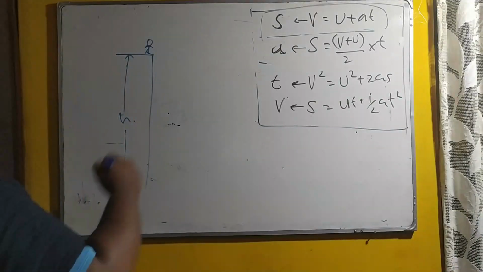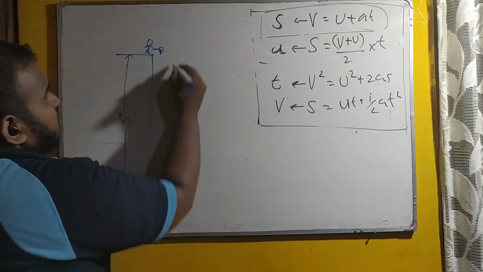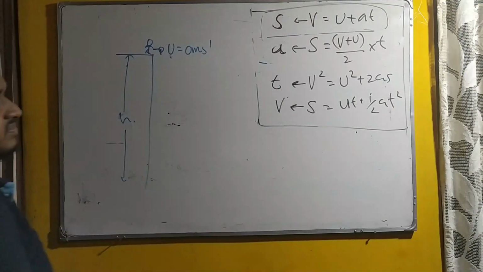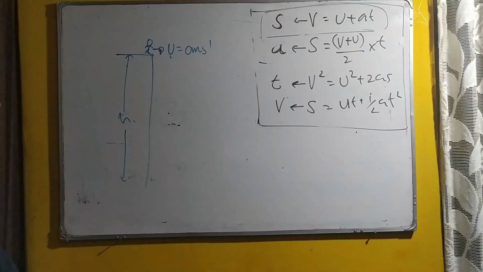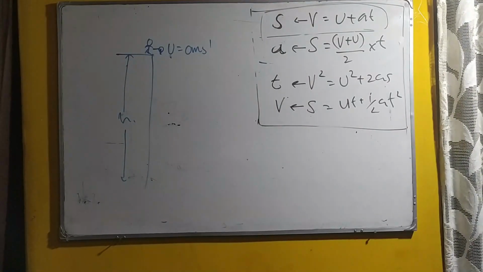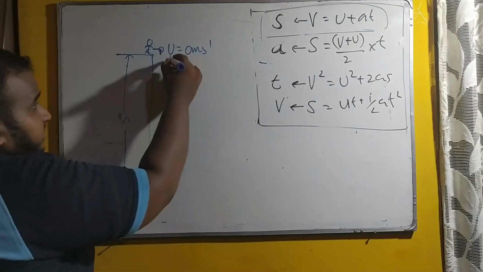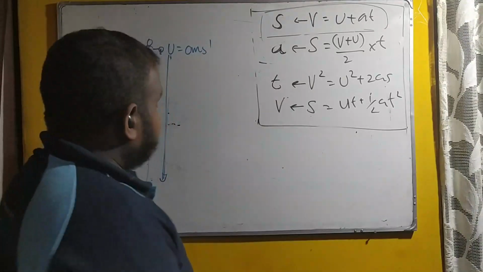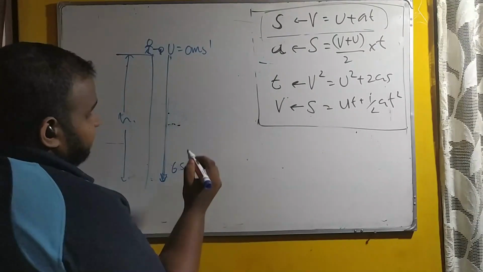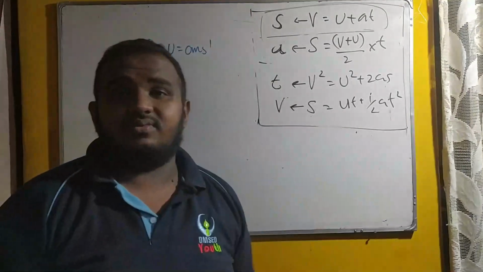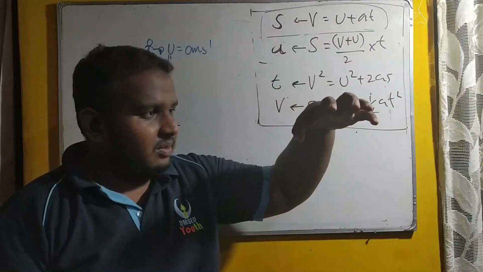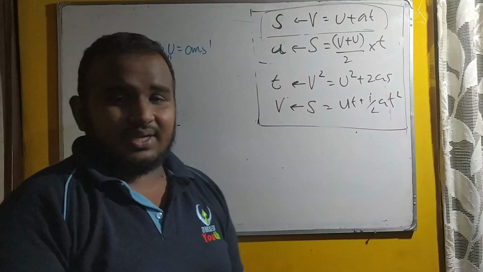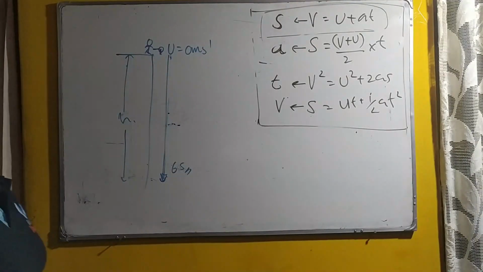So here, he is leaving the object. So the initial velocity is 0 meters second minus 1. And they have said that the time taken to reach the bottom is 6 seconds. It has taken 6 seconds to fall down. So he left the ball, and the time taken to reach the bottom is 6 seconds. The question is, what is the height of the building?